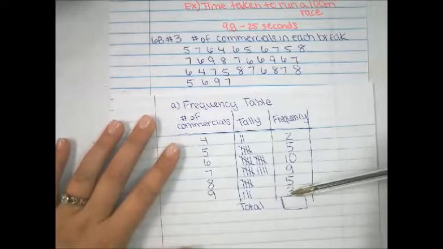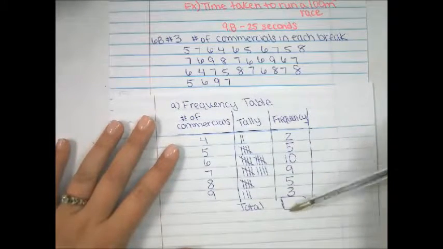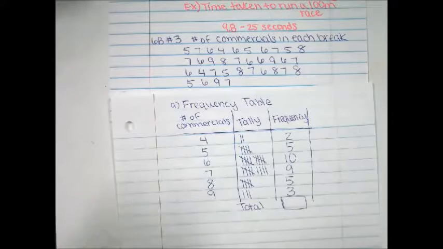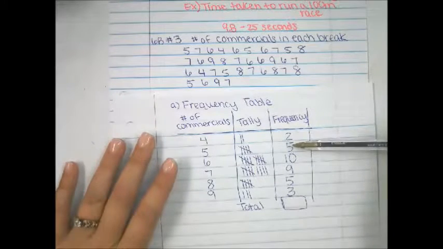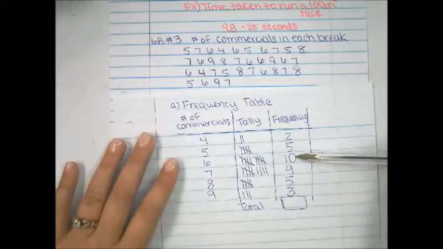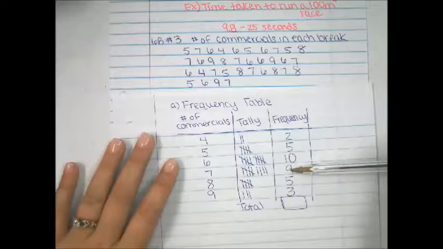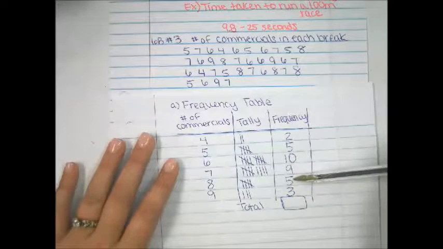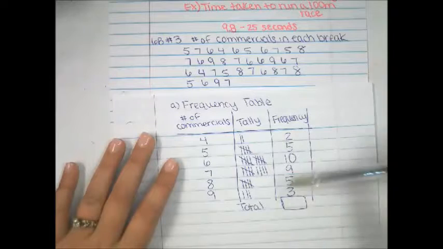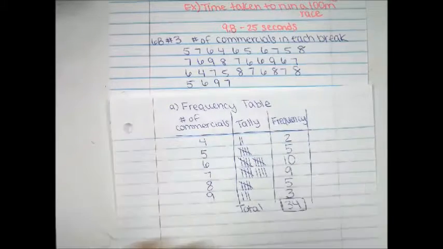So we would add up our frequency column, which gives us the total number of commercial breaks that she watched through. So let's see, 5, 6, 7, 17, plus 9 is 26, 31 makes 34.